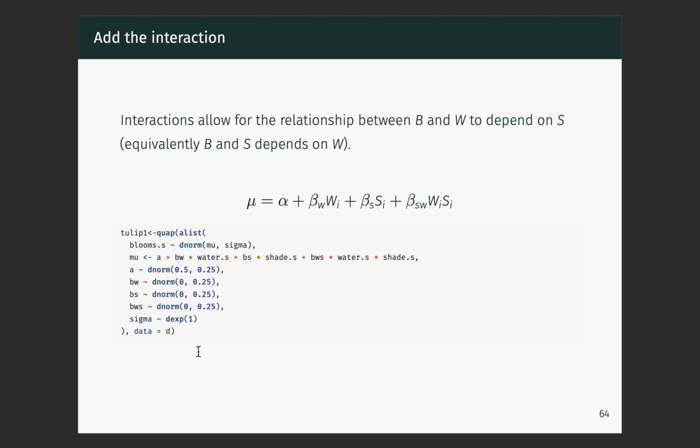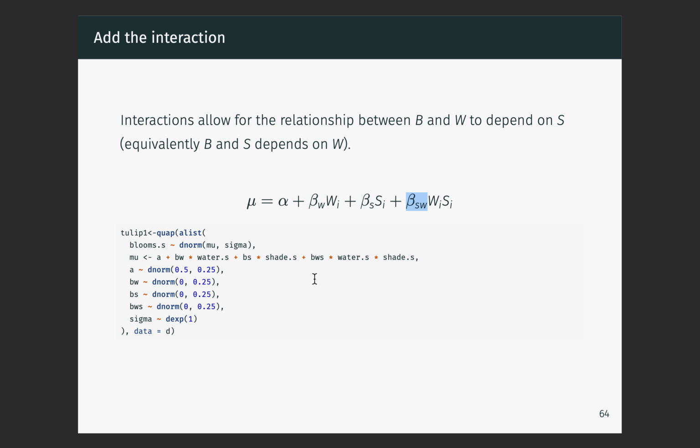Now, how would we add the interaction here? What we're going to do is add one extra term to the model. It's going to be called beta SW, and beta SW is going to be multiplied by WI times SI. So the product of water and shade now has its own term in the model, and that's going to shift the slope; the shift in the slope now will be beta SW.